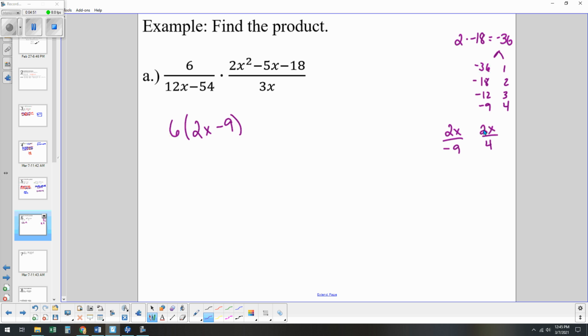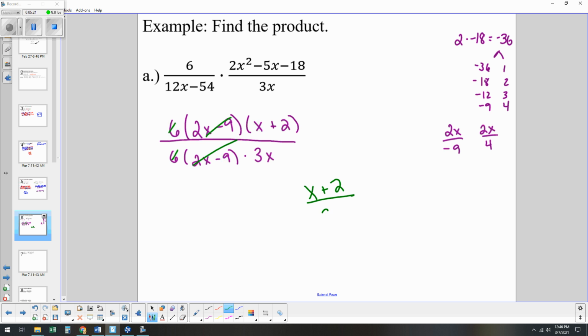But this divides by 2, so it's really 1x over 2, so x plus 2. On the bottom, there's just a GCF here, right? 12x minus 54. So I could divide both of those by 6. And 12x over 6 is 2x, and negative 54 over 6 is negative 9, and then times 3x. So the 2x minus 9 is going to cancel. The 6 is going to cancel. So I'm left with x plus 2 over 3x.